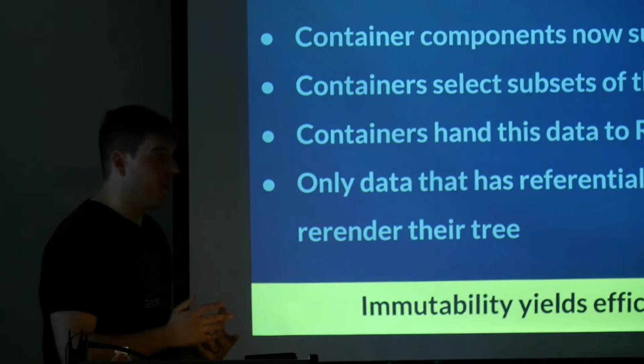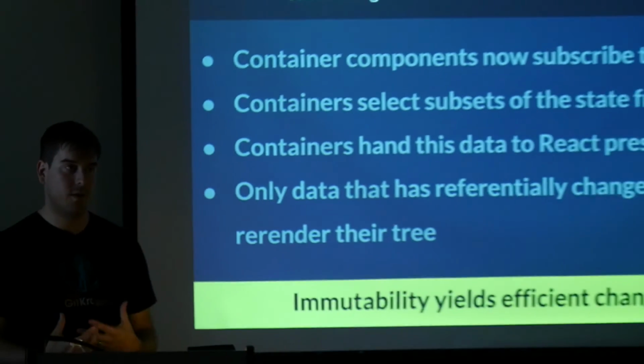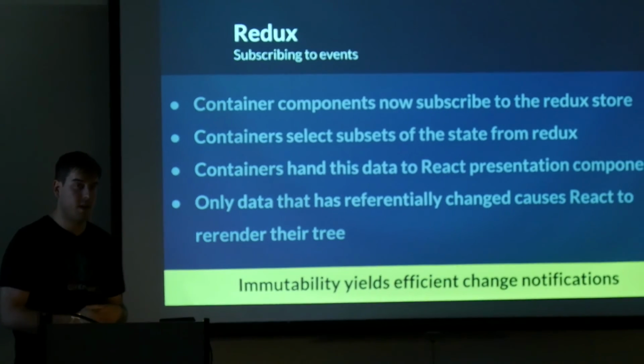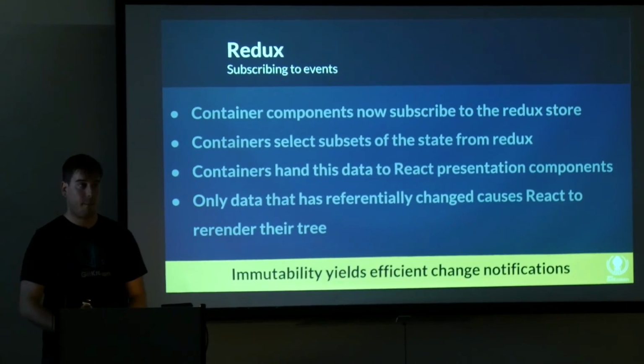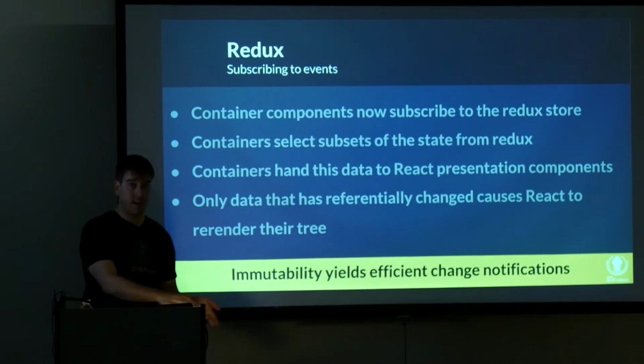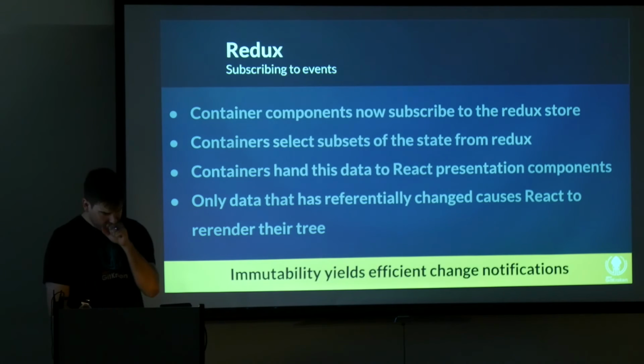But this is where that immutability comes into play. Immutability helps us build these efficient change notifications from Redux because we can respond in React by just short-circuiting entire render trees. So here's that quick update that we get.